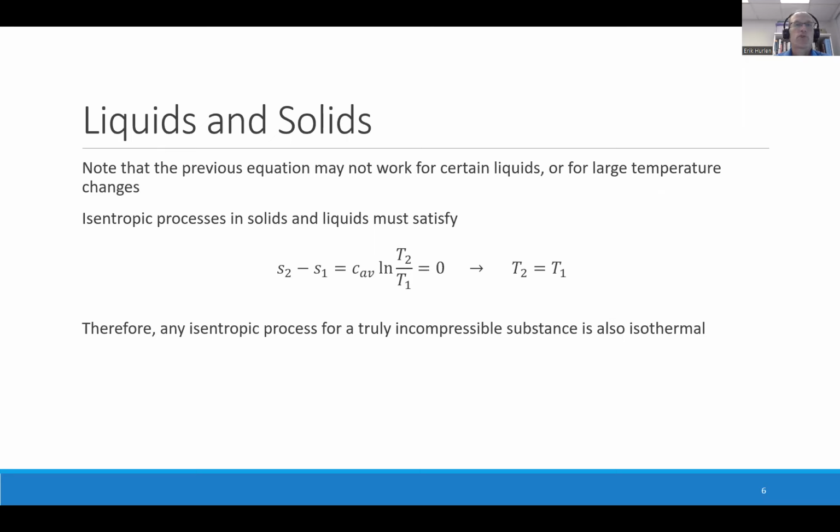If we have an isentropic process, then S2 and S1 must be the same, so the change in entropy is 0. This means that the right-hand side must also be 0. The only way this can happen is if the two temperatures are the same, or T2 equals T1. Therefore, any isentropic process must also be an isothermal process if the substance is incompressible, which can be approximated as true for most solids and liquids.